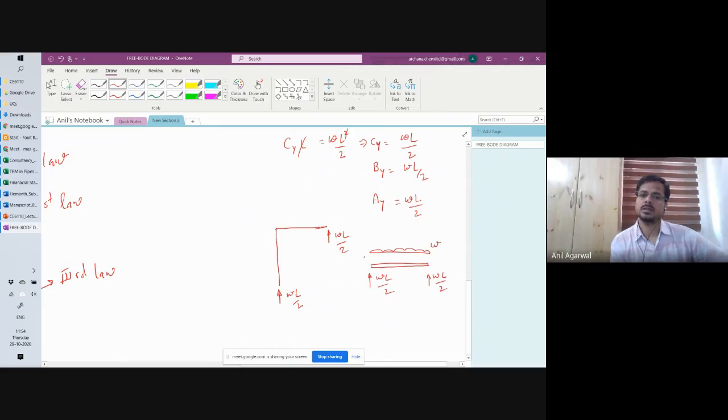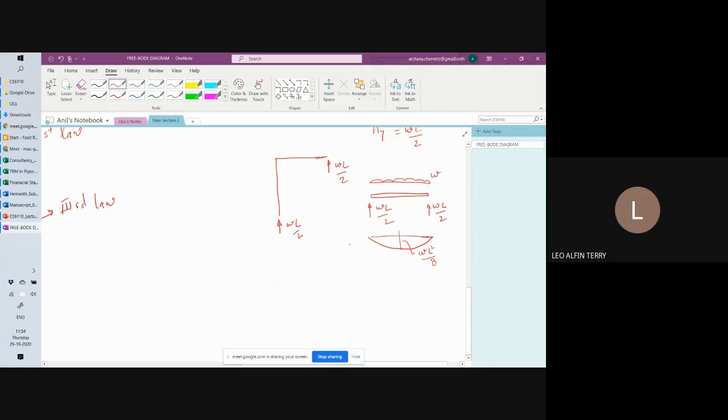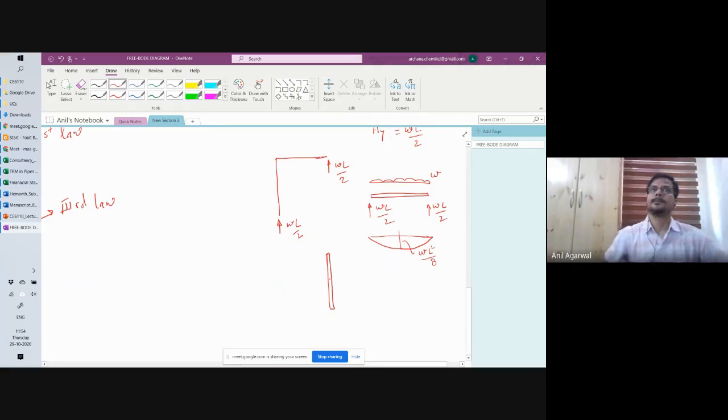What is the moment acting at this end? How much is the moment? Zero. So basically, we got almost a simply supported beam condition. The bending moment diagram will be like this. How much will be this value? WL square by 8. You all remember that, right? WL square by 8 for a simply supported beam. What is the deflection of a simply supported beam under uniformly distributed load? 5 by 384, WL to the power 4 by EI.